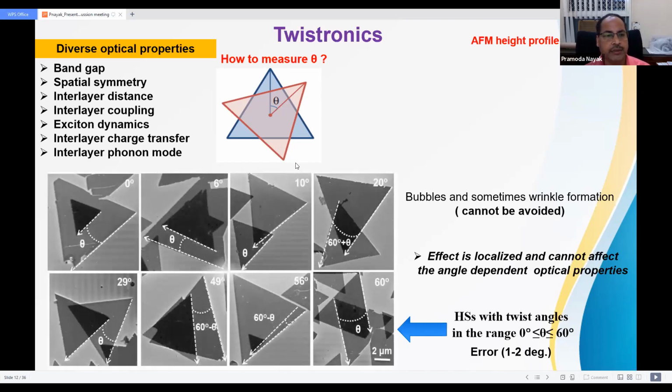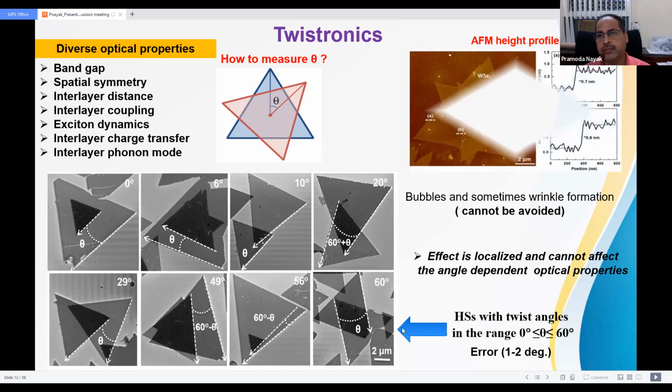Here you can see I have rotated the molybdenum diselenide layer over the tungsten diselenide layer. Here the bottom layer is WSe2 and the top layer is MoSe2. So this is a 0 degree stacking, and this is a 60 degree, the highly symmetric stacking. And here I can rotate 6 degree, 10 degree, 20 degree, and up to 56 you can see. So I can rotate in a variable range from 0 to 60 degree. And this is the AFM image of one of the stack angles. You can see the bottom layer is around 0.7 and the top layer is around 0.8 nanometer.